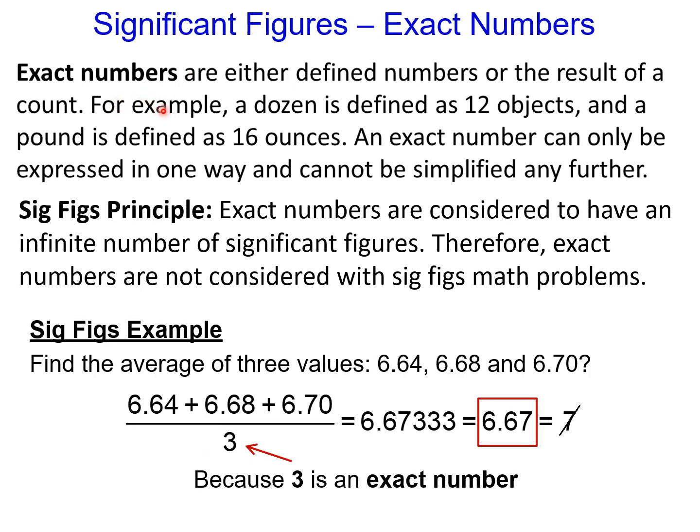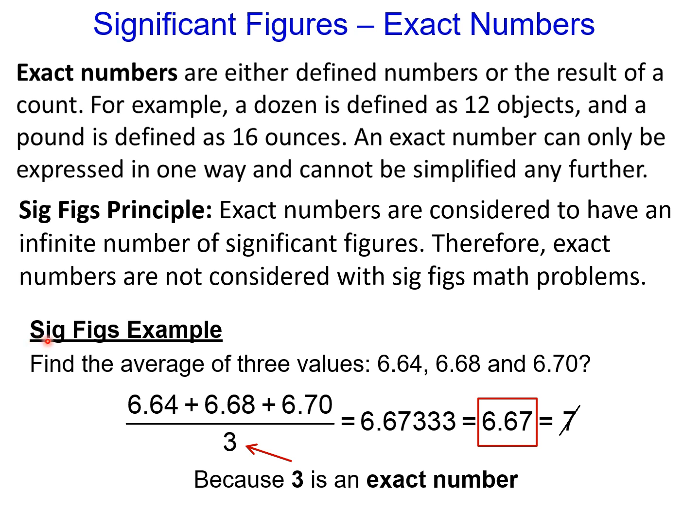What about significant figures? We know exact numbers again: 1 dozen, 12 objects; 1 pound, 16 ounces. So what's the sig figs principle then? Exact numbers are considered to have an infinite number of significant figures. Therefore, exact numbers are not considered with sig figs math problems. So because it's an infinite number, you simply ignore it and you count.